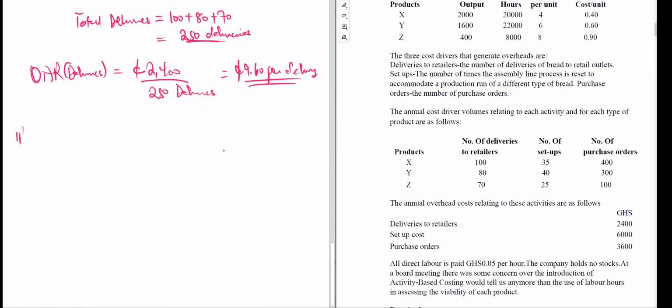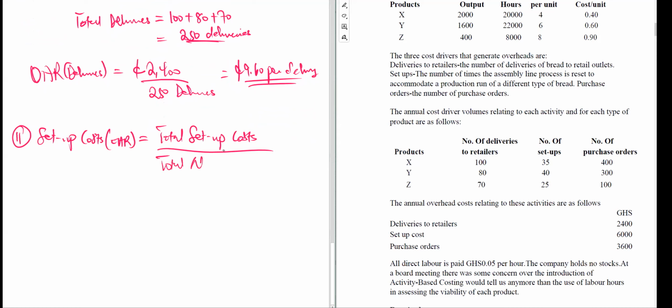The next activity is what? Setup cost. Okay, so when it comes to setup cost, the OAR becomes what? The total setup cost over the total number of what? Number of times the assembly line process is reset. So total number of setups, right?